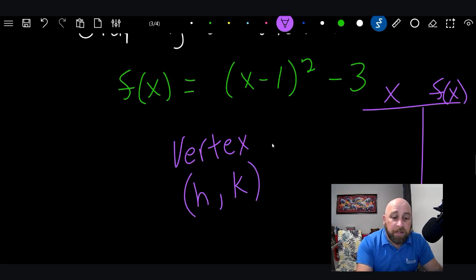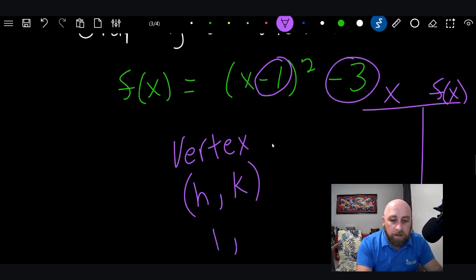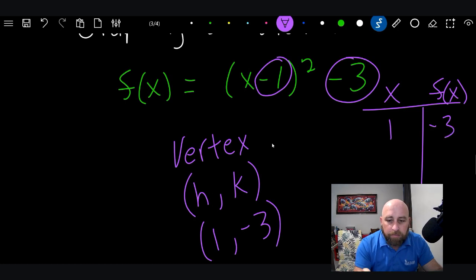So what's our vertex? Well, it's positive 1 because remember we have to change the sign on that. So it's 1, negative 3. There's our K. So there we go. Our vertex was really easy. You could write your vertex in right here. 1, negative 3. Okay? So that's our vertex.